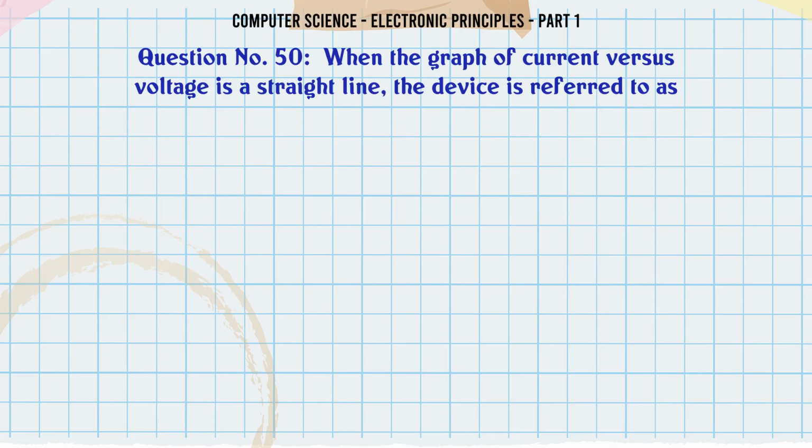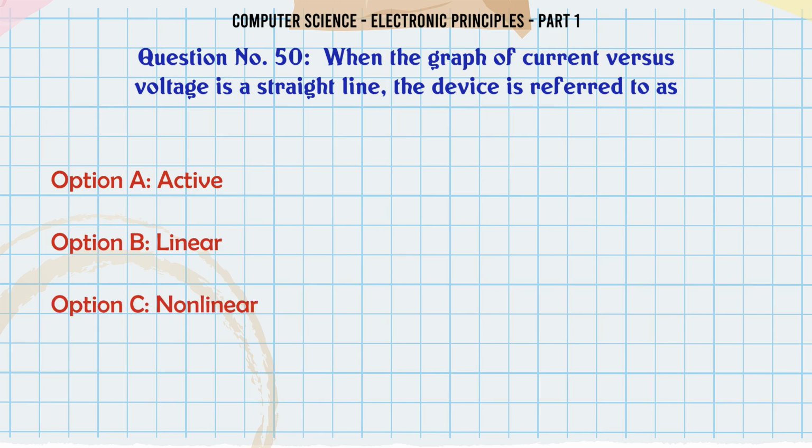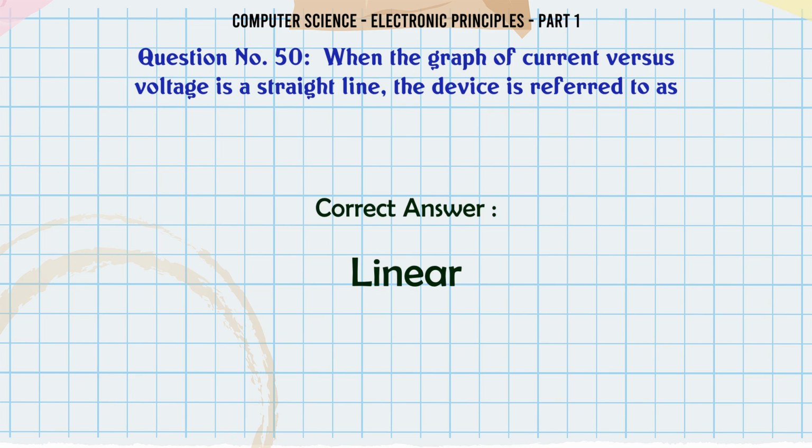When the graph of current versus voltage is a straight line, the device is referred to as A. active, B. linear, C. nonlinear, D. bipolar. The correct answer is linear.